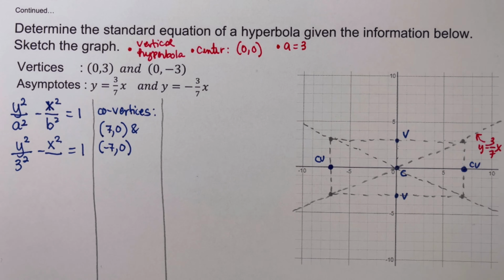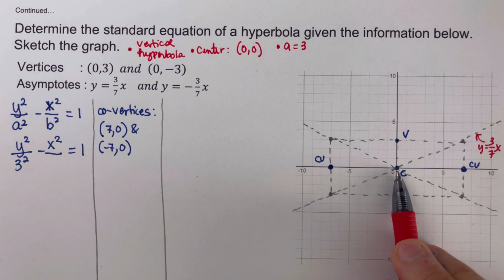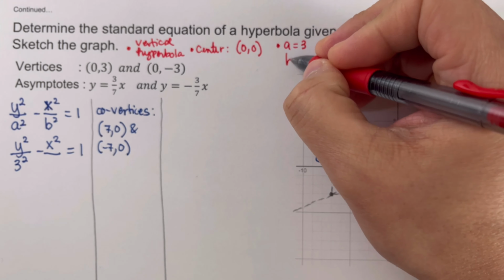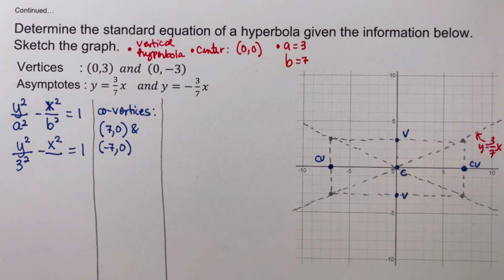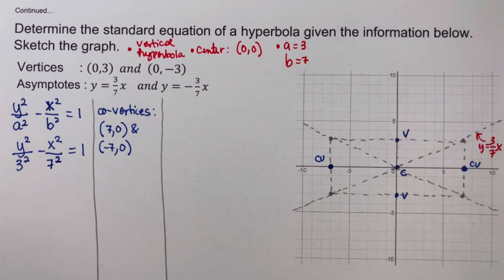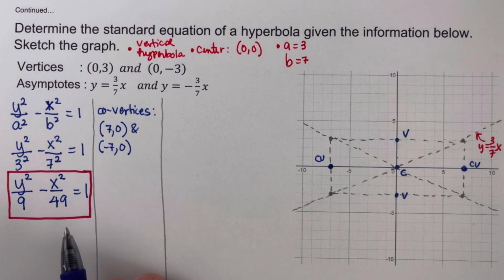Okay, since we already have the coordinates of the two co-vertices here, we can go ahead and determine the value for B. Remember, the value for B is the distance from the center to the co-vertex. So if we count it, that would be 1, 2, 3, 4, 5, 6, 7. So our B is 7. So we can plug that 7 in here for the B and square it. And so our equation for this hyperbola is... So this is the equation of this problem that we have right there.